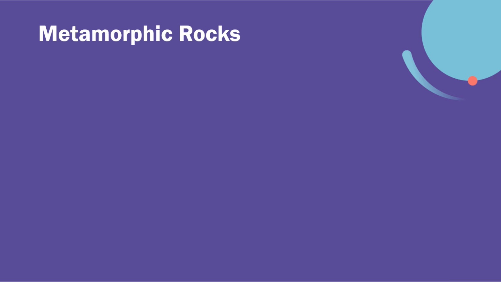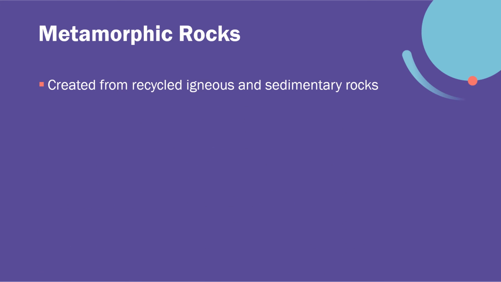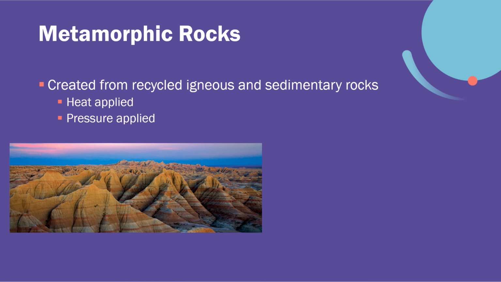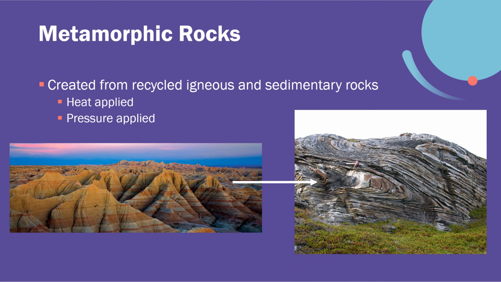The last type of rocks we will talk about today are metamorphic rocks. Metamorphic rocks are altered from previous igneous or sedimentary rocks. In order for metamorphic rocks to be formed, heat and pressure must be applied. This occurs beneath the surface of the Earth. For example, the structure on the left may be altered with heat and pressure to produce twisted, contorted metamorphic rocks, such as the structure located on the right.